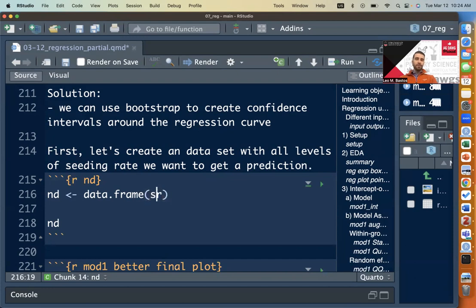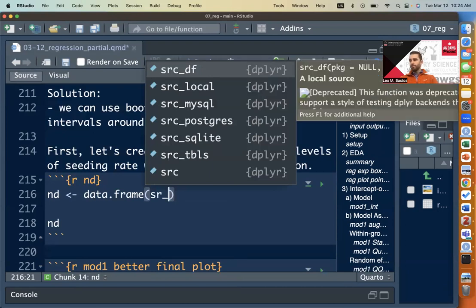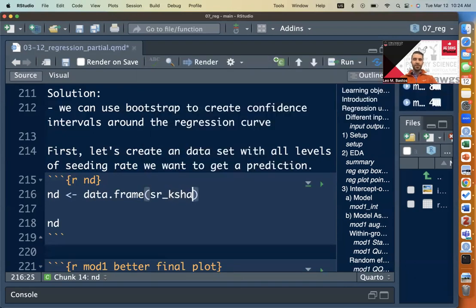I want to call the first column of this data frame SR_KSHA. Just a heads up, this name here has to be exactly the same as the column that was in your data frame when you ran this model. If this is different, then Bootstrap is not going to work, because it has to find the relationship between the actual data and model and the variables in it with what it is doing the Bootstrap on.